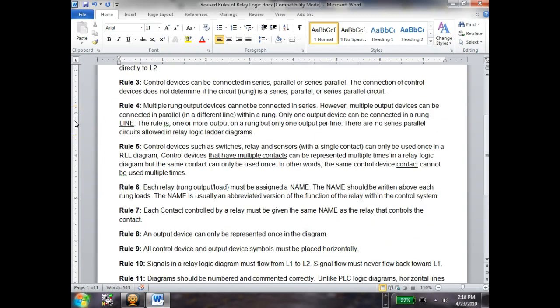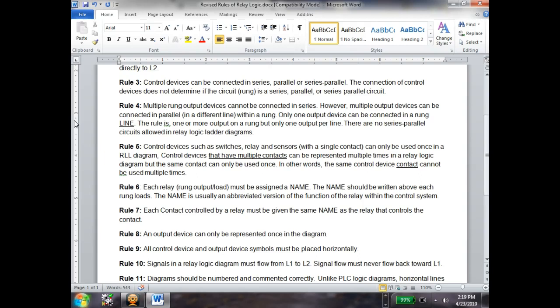Each relay rung output or load must be assigned a name. The name should be written above each rung load. The name is usually an abbreviated version of the function of the relay within the control circuit, or the load. Each contact controlled by a relay must be given the same name as the relay that controls the contact. Everybody okay there?